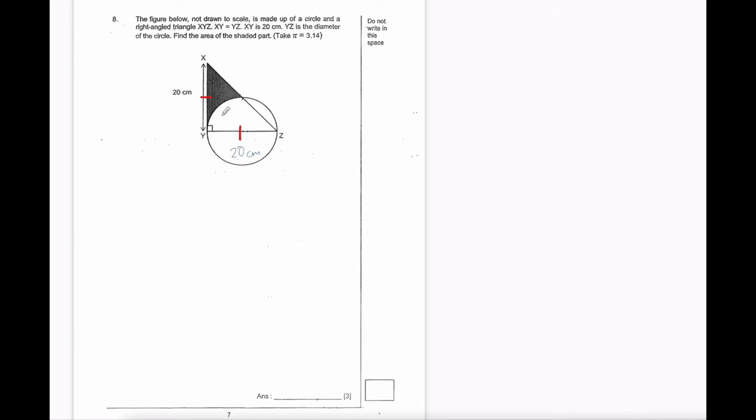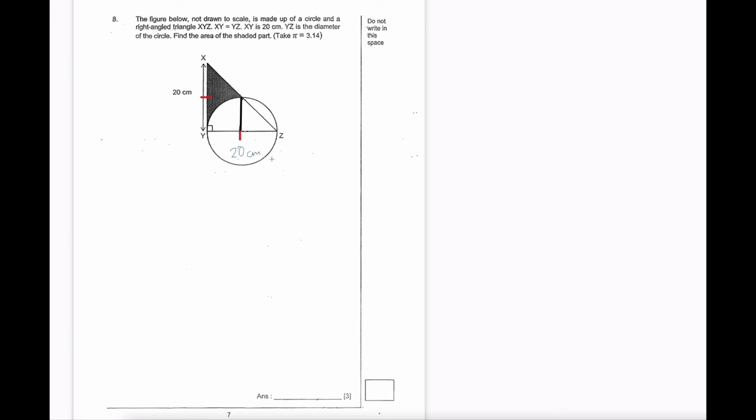So find the area of the shaded part. This is the shaded part. And we can find the area of the triangle. So the thing is, how do we find the area of the unshaded part? Is it any shape that we know of? It's an irregular shape. It's actually very odd. So one thing we can do is cut it up into a quadrant and a triangle.